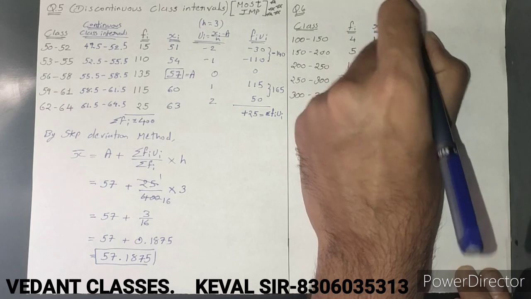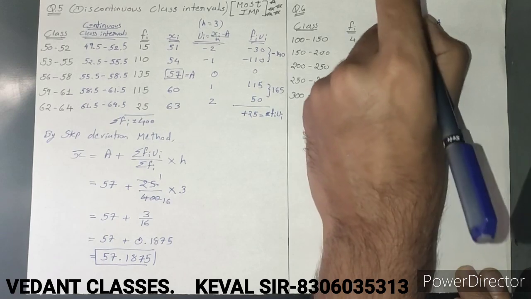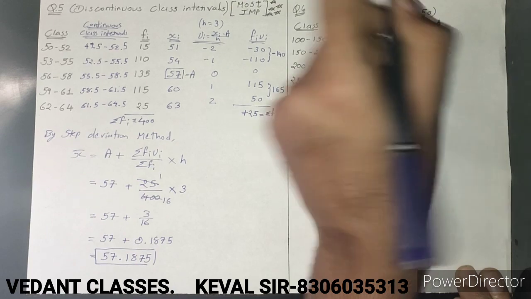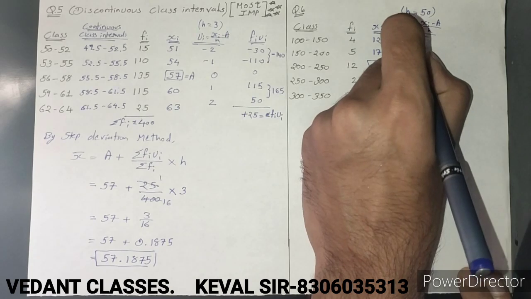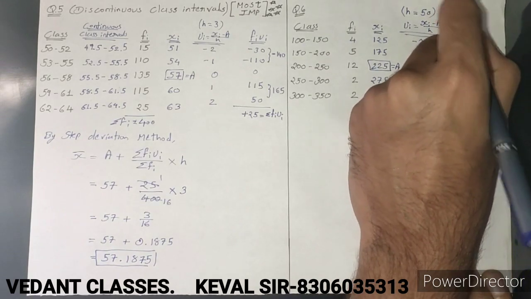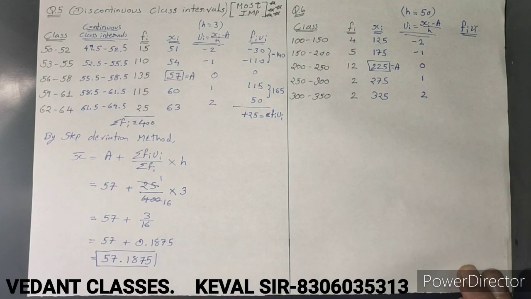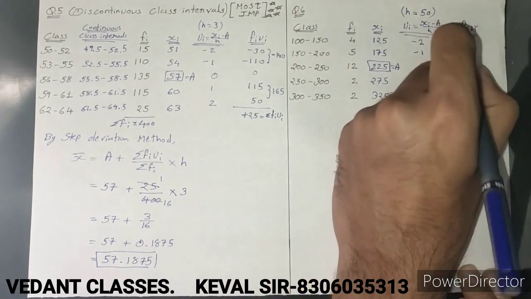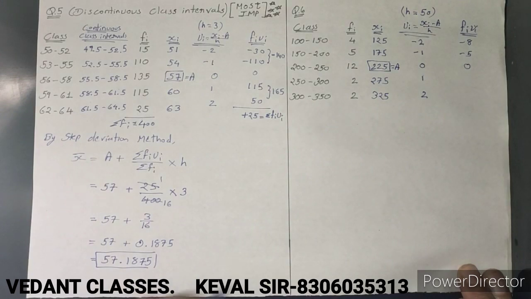So we can easily calculate the value of ui. That will be xi minus a by h. What's the value of h in this case? It's 50. So this will be 0, this will be minus 1, this will be minus 2, this will be 1, this will be 2. Now let's find out the value of fi ui. The value of fi ui is minus 8, then it will be minus 5, then it will be 0, then 2 and 4.